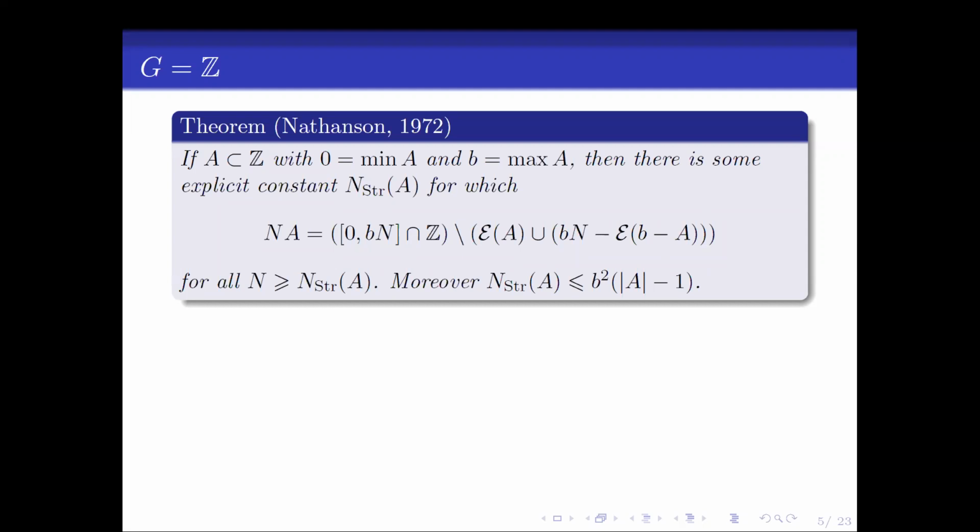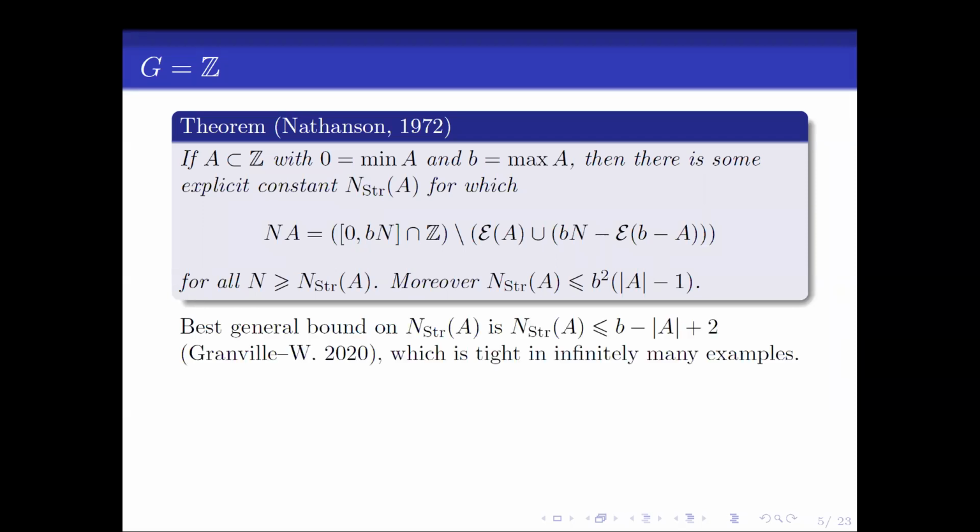Now just in case anyone is going to crop up, remember I'm assuming that A generates G all the time. So I'm assuming that the GCD of all the elements of A is 1, just to remove that kind of trivial technicality. Okay, so this bound has been decreased over the years, and the record, I think, is still due to Andrew and myself from last year. And this is tight in infinitely many examples we showed.